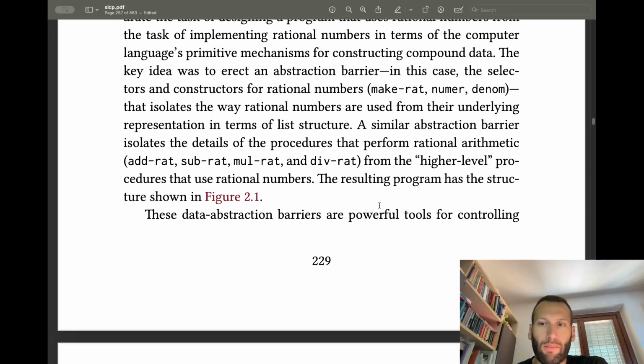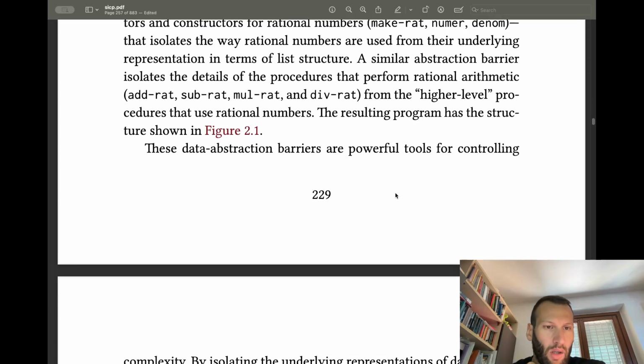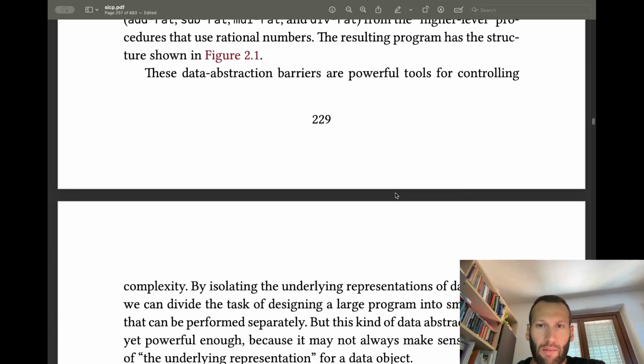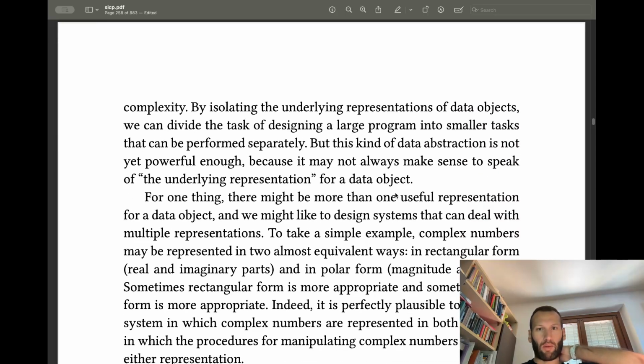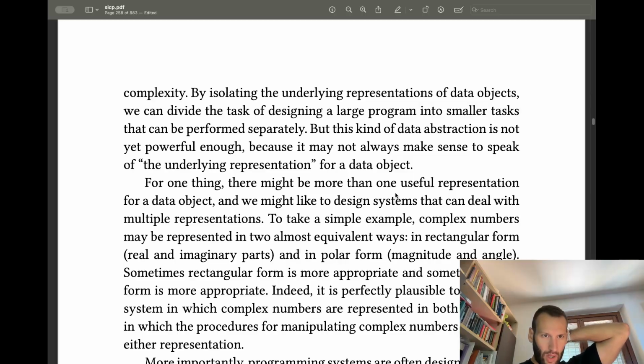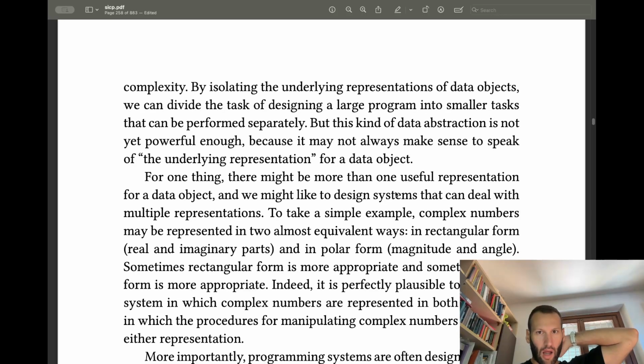A similar abstraction barrier isolates the details of the procedures that perform rational arithmetic from the higher level procedures that use rational numbers. The resulting program has the structure shown in figure 2.1. These data abstraction barriers are powerful tools for controlling complexity. By isolating the underlying representations of data objects, we can divide the task of designing a large program into smaller tasks that can be performed separately.